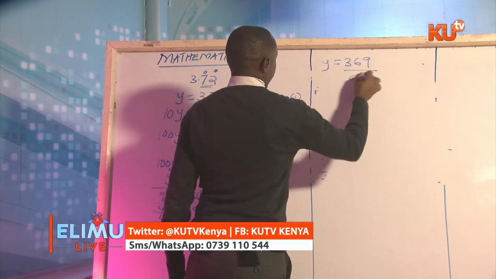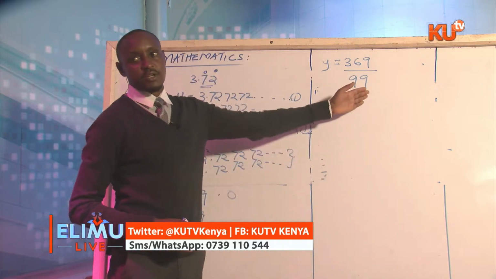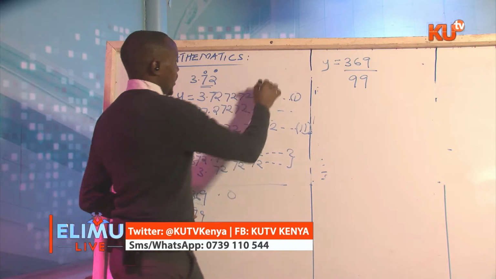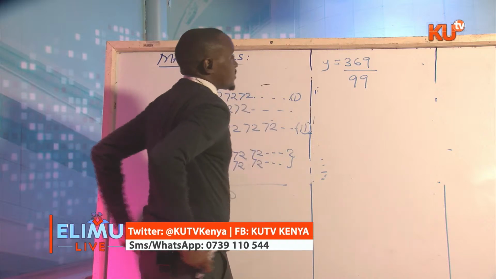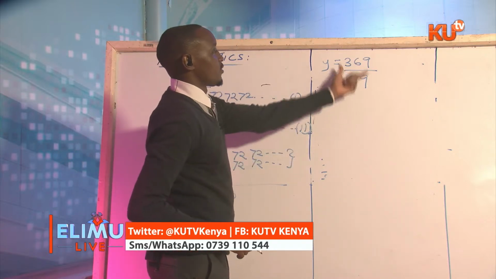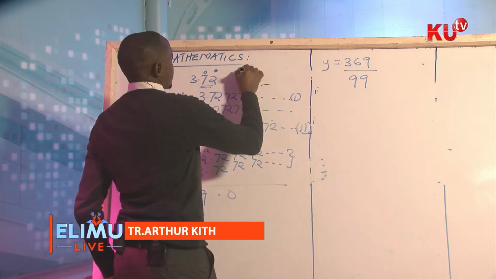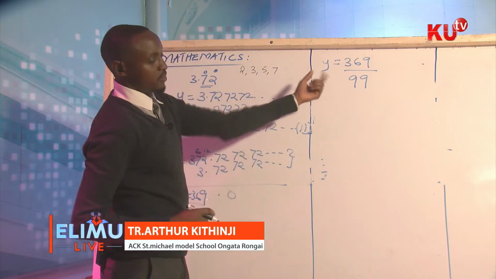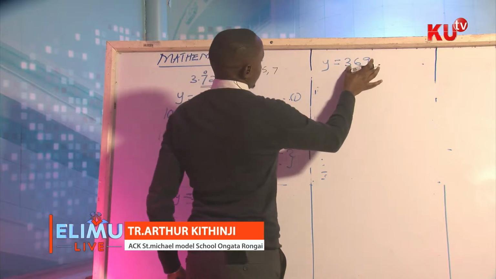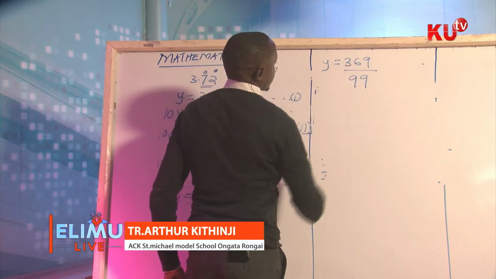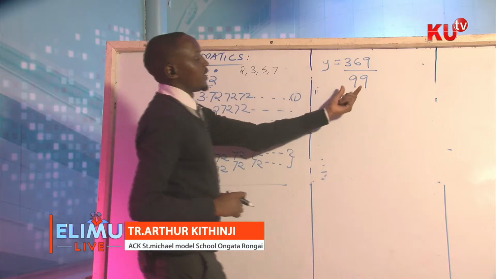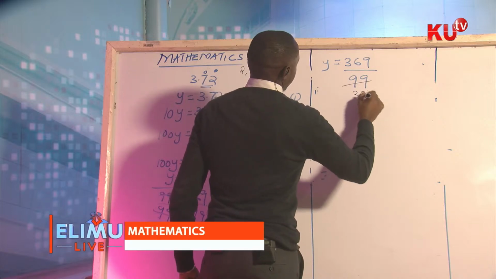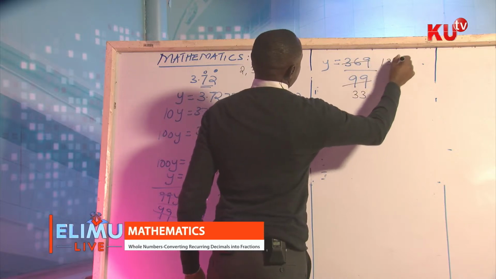divided by 99. First of all, before making this a mixed fraction, you have to ensure it is in the simplest form. And what shall we do? We shall check the divisibility test of 3, because both of them are not divisible by 2. Remember, we use the prime numbers 2, 3, 5, 7 to check for divisibility. So you add the digits. 3 plus 6 is 9. 9 plus 9 is 18. 18 is a number divisible by 3. So divide these by 3, you'll get 33. Divide these by 3, you'll get 123.